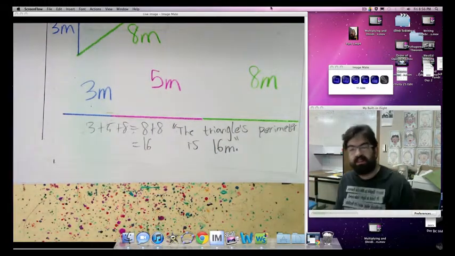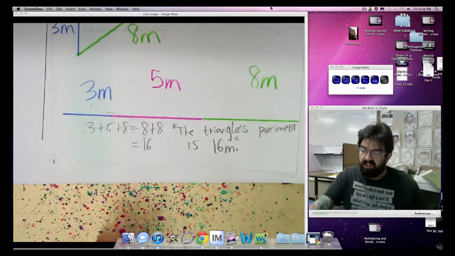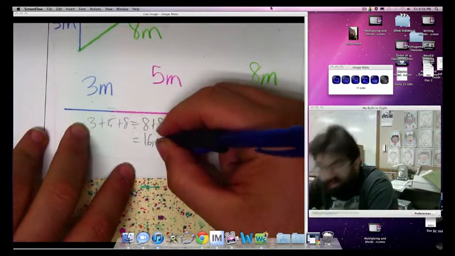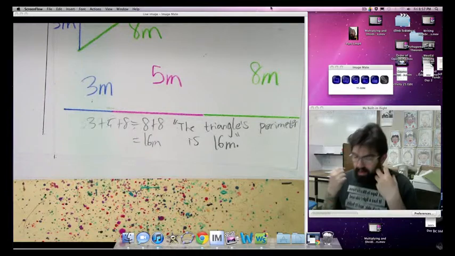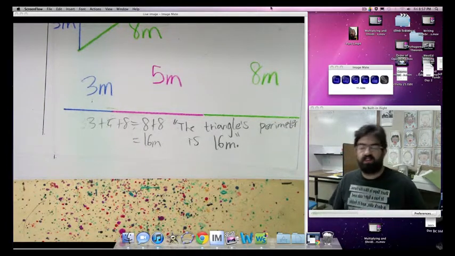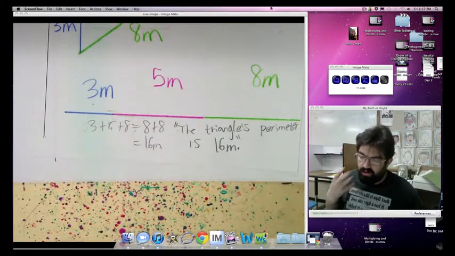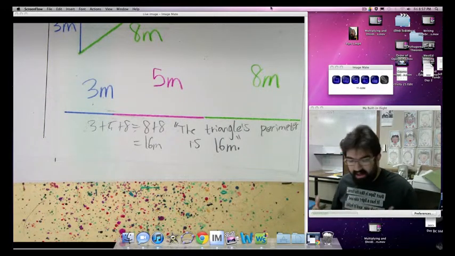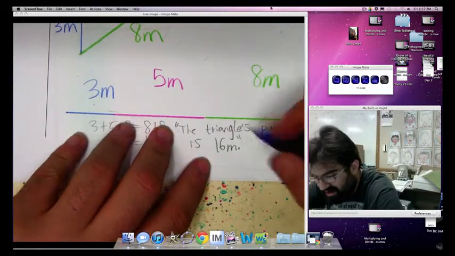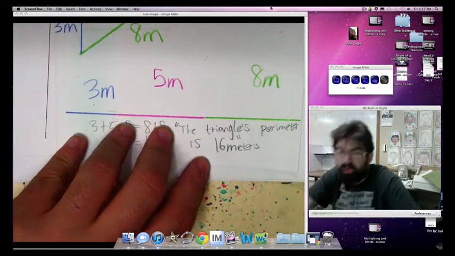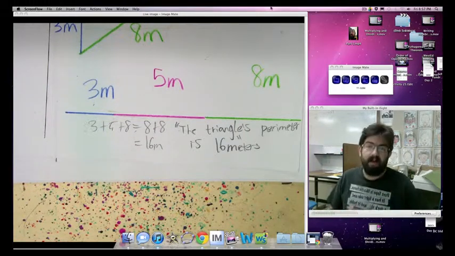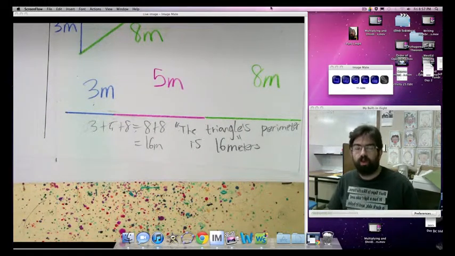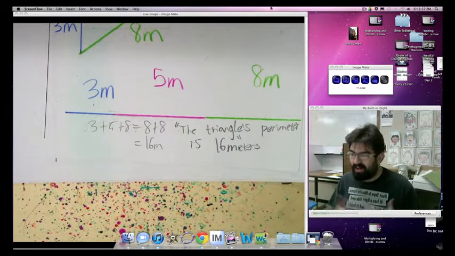Our answers are going to be in complete sentences because that makes sense. 16. Me putting an M on that doesn't mean anything. The triangle's perimeter is 16 meters. That holds so much more weight than this. That is so much more powerful than just writing a number with a letter next to it. If you actually want to write, instead of M, write meters out, more power to you. Do it. Get in the habit of being creative with your answers. Get in the habit of enjoying your answer and celebrating the fact that you got it right. And write it in a sentence so you understand what you found.